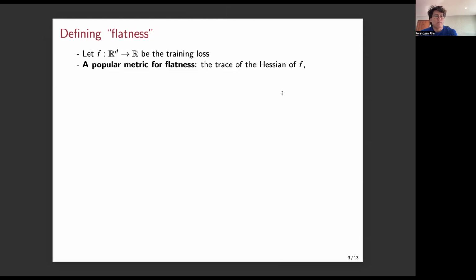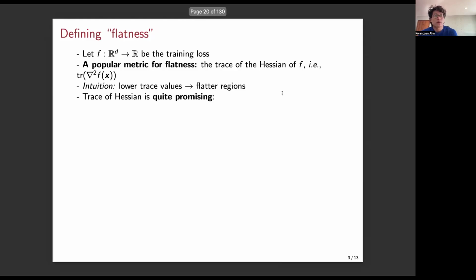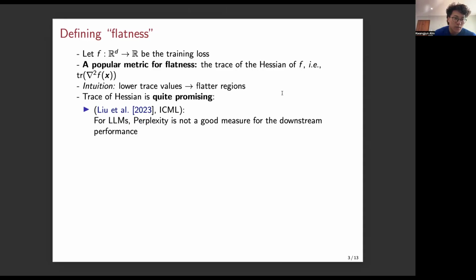One popular metric for measuring flatness in the literature is the trace of Hessian of f, because lower trace values intuitively suggest flatter regions. And also, it's shown to be quite promising across different works in the literature. To start with, Liu et al. from last year's ICML observed that for language models, perplexity, the training loss, is not a good measure for the downstream performance, but actually the trace of Hessian has better explanatory power.